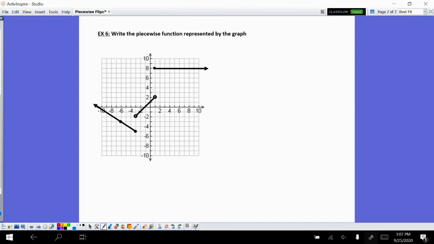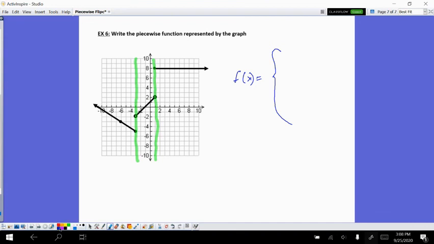Now, when we get to this last example, it is a piecewise. It's going to have 3 different graphs, 3 different lines, so we'll write 3 different equations, and we have 2 transition points. We have one here at negative 3, and we have another one here at 1.